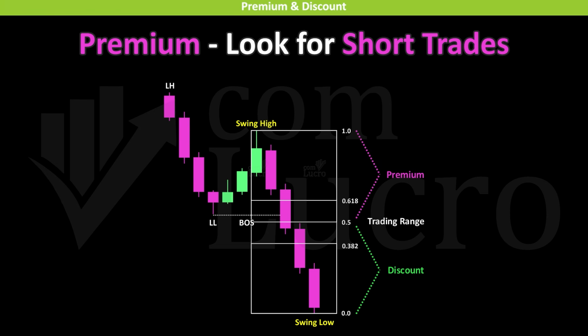In a bearish scenario, the trading range is drawn from the swing high to the swing low using the Fibonacci retracement tool, with the 0 level placed at the swing low and the 1 level placed at the swing high. The area above the 50% level becomes the premium zone, while the area below becomes the discount zone.